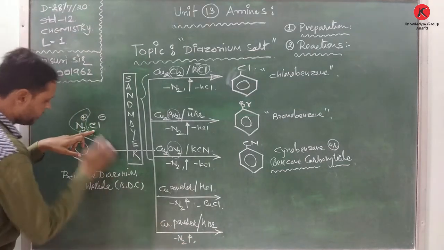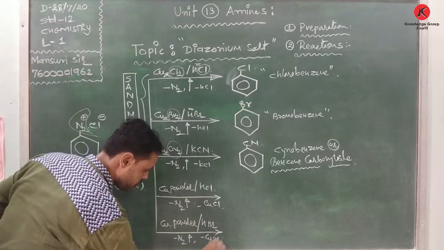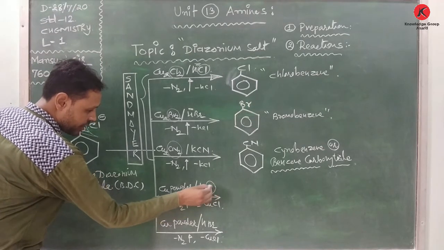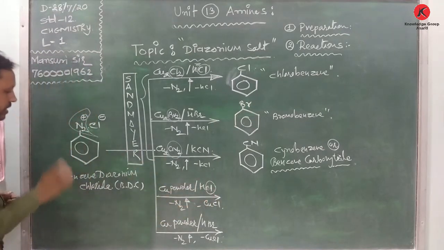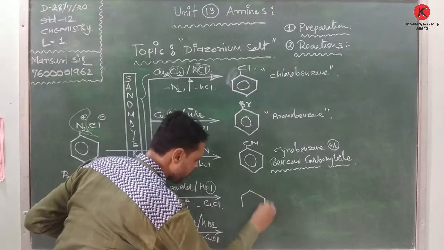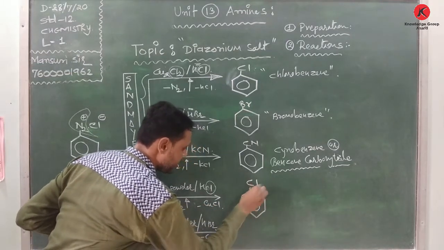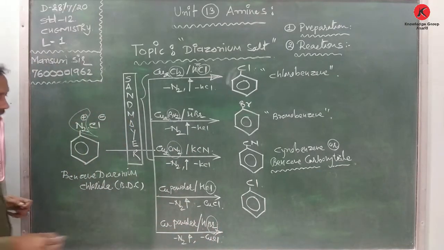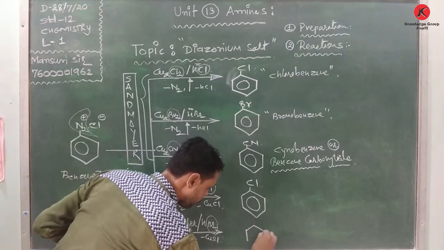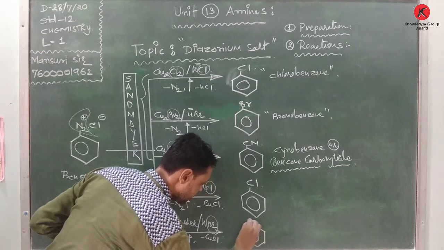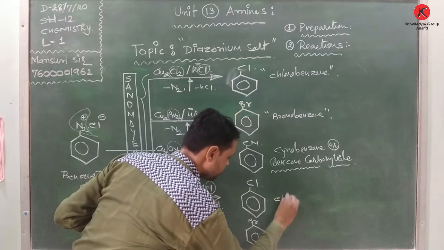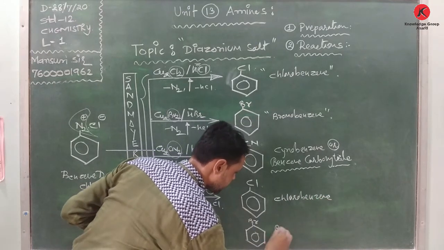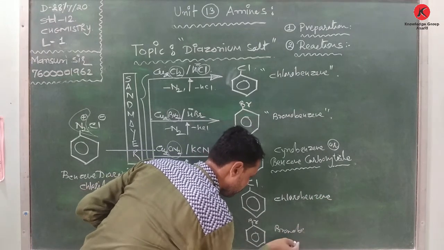Thereafter copper will be removed with Cl. So here only Cl will be remaining. That is why chlorine will be attached to this ring. That is why chlorobenzene is formed. And here bromo will be attached to this ring. That is why we can obtain bromobenzene. This is chlorobenzene. This is bromobenzene.